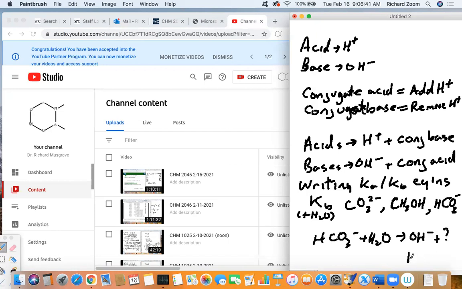Okay, the question mark should be H2CO3. So that's what you get when you add H plus to HCO3 minus. That's the conjugate acid. All right, does anybody have any questions? Honestly, I feel like there's half of you who do not have this at all.